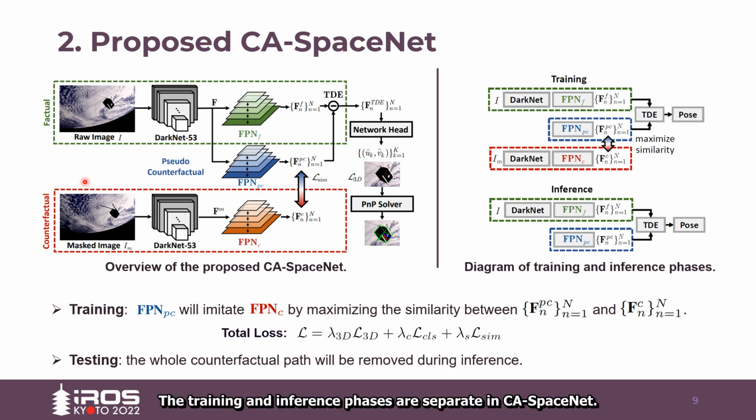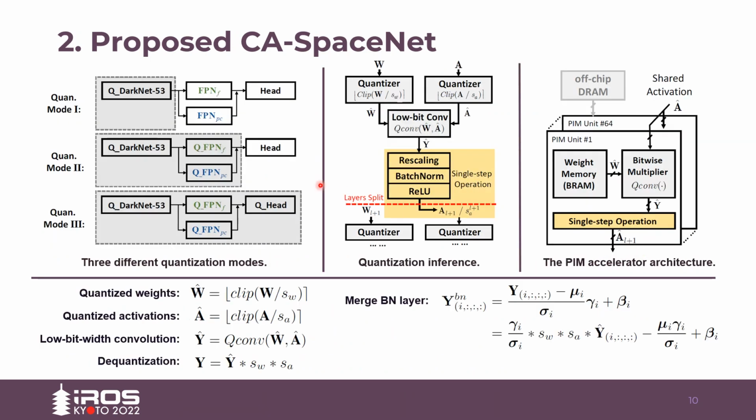The training and inference phases are separate in CA-SpaceNet. All 3 paths are activated during training, while the real counterfactual path is removed during inference due to the absence of the ground truth mask information.